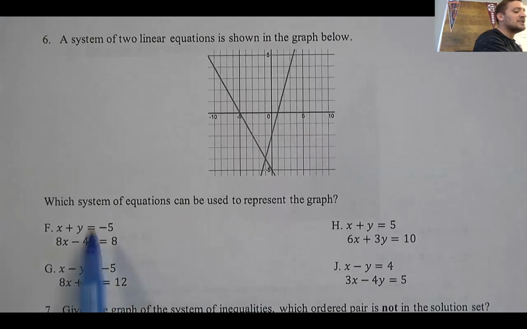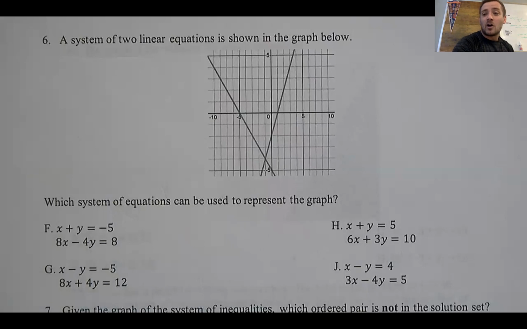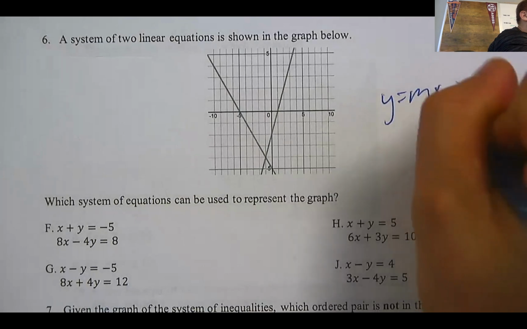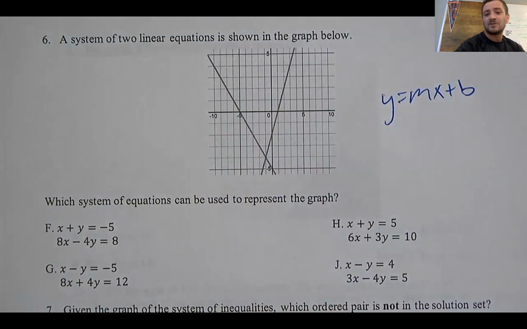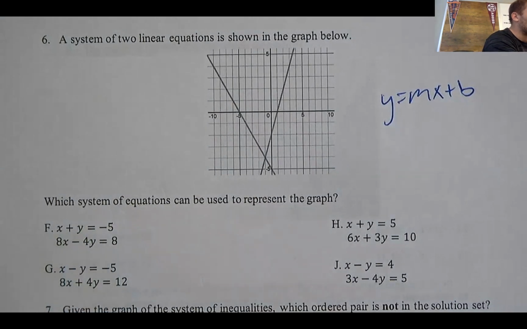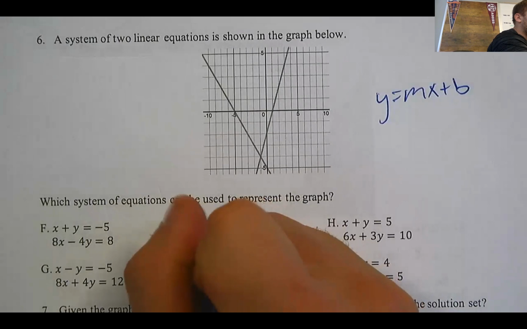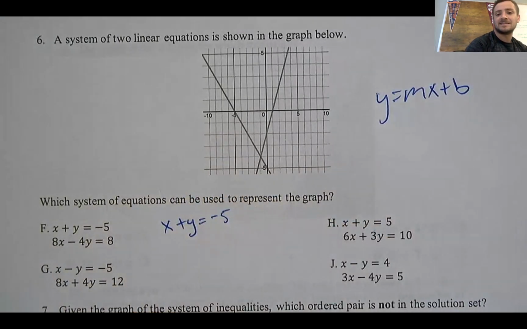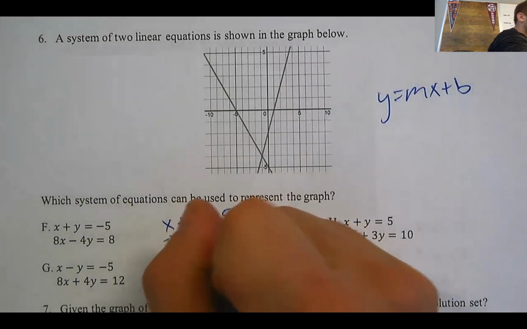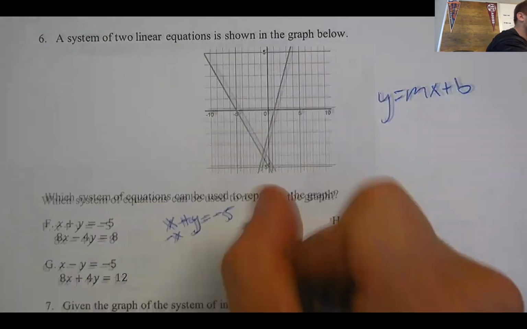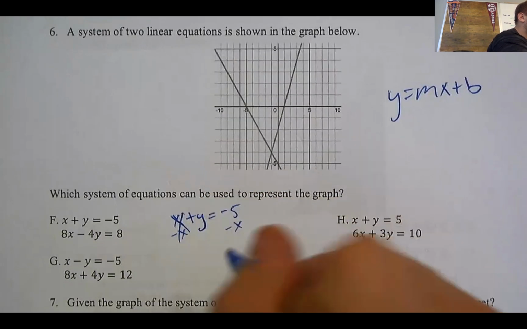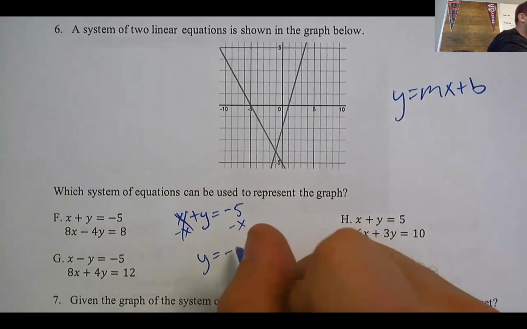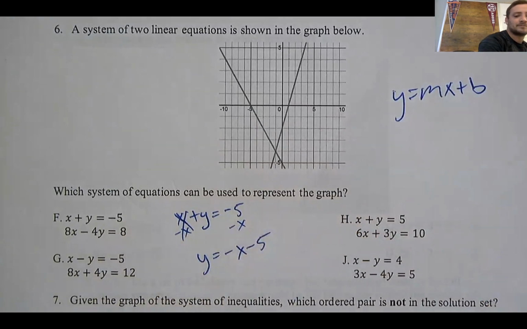Okay? Unfortunately, all of these equations are in standard form. Yuck. Again, you guys are going to get tired of this, but you have to make them into y equals mx plus b in order to graph them. Okay? So let's start with option F. The first equation is x plus y equals negative 5. If I want to get this into y equals mx plus b, we're going to subtract x from the left side. If I do it on the left, I've got to do it on the right. So y equals negative x minus 5.